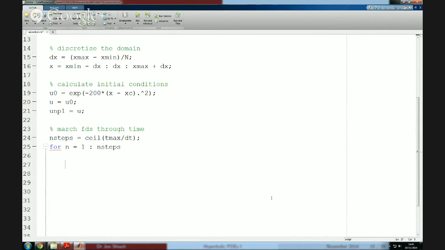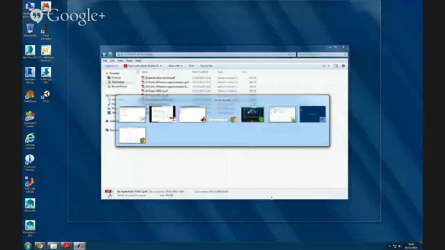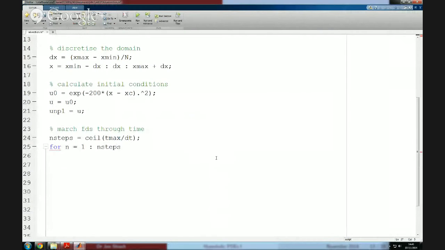First thing I need to do, if we go back to the flow chart, within the loop, I start by calculating the boundary conditions. You should do that before applying your finite difference scheme, because these boundary conditions are going to change the value of the boundary nodes. In my case, the boundary conditions were transmissive boundary conditions.